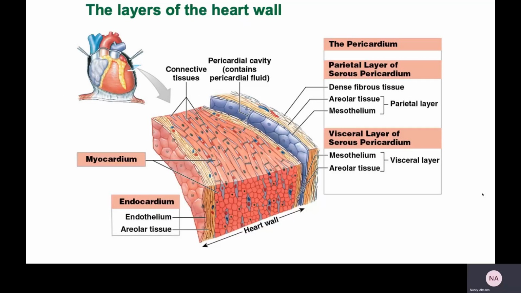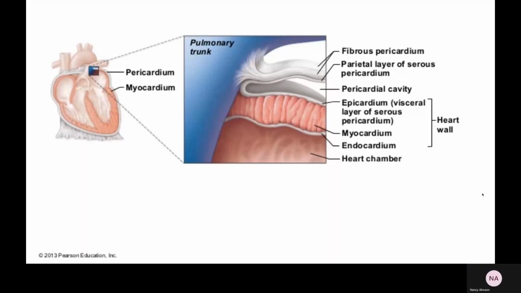This shows you the layers of the heart. You can see the pericardium, the serous pericardium, the visceral pericardium. You can also see the myocardium and the endocardium. This is another image showing you the heart wall and the various layers of the pericardium.